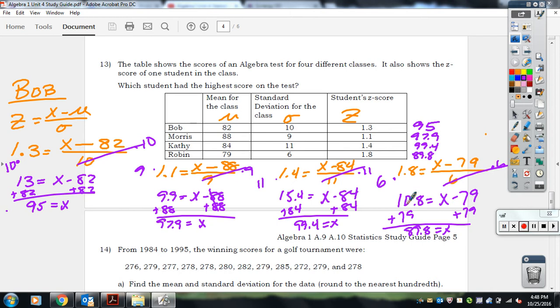I showed all of my work. Who had the highest score? Kathy did with a 99.4. Notice that all my work is shown. Here's what you ought to do if you see this question on the test.